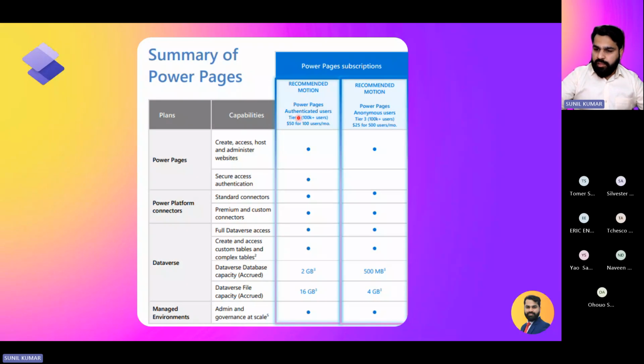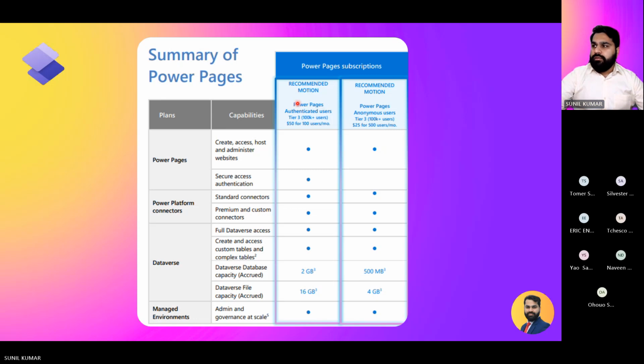These could be of two types. One is authenticated users. For example, we go to Facebook, we log in. As soon as we log in, we become authenticated users. Even if we don't log in, we will be able to see some of the data on Facebook. That is a way of anonymous user access. So these are the different types of access, and based on that, there are two subscriptions provided for Power Pages access. Again, these are also not user specific. These are also tenant specific.